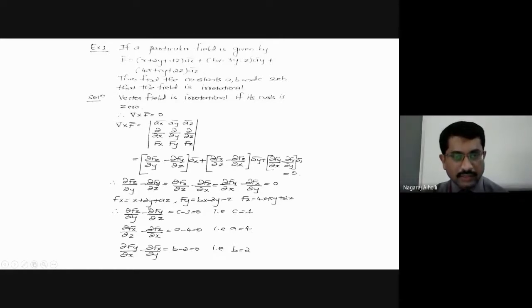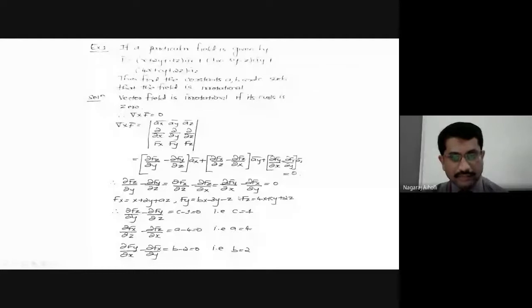Then the next one, dou fx by dou z minus dou fz by dou x. Differentiate fx with respect to z, it will be a. Then x plus 2y are constants, it will become 0. Then differentiate fz with respect to x, we will get 4, so this minus dou fz by dou x is minus 4. Cy and 2z will become 0 because they are constants. A minus 4 equal to 0, therefore we get a is equal to 4.